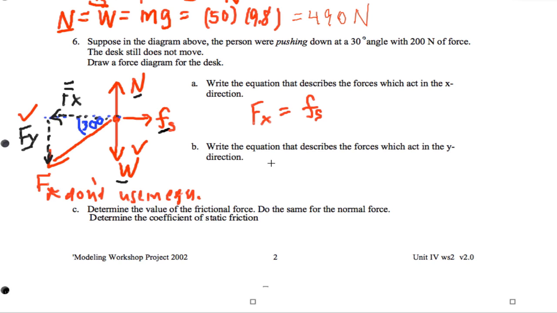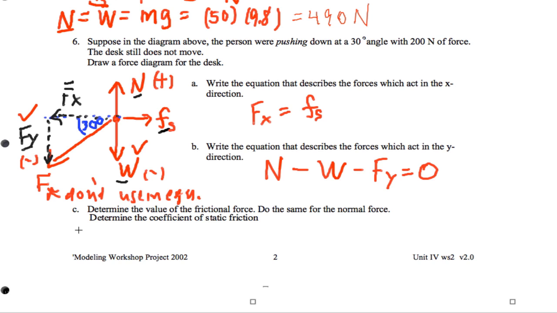And so in the Y direction, we're going to have N. Because it's going upwards, we're going to make this a positive force. And all the downward forces, we're going to write as negative. So N minus W minus Fy equals 0.